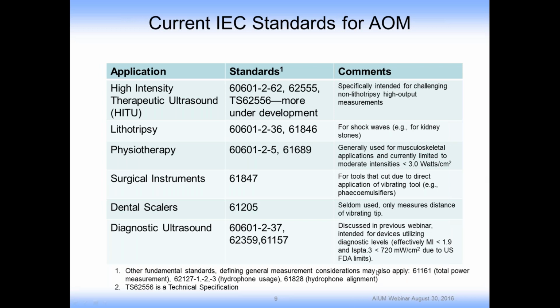There are other standards listed in the notes below that are fundamental standards that talk about the properties of hydrophones and measuring equipment and things like that. That are more general, but these standards here are the ones that you would first look to when considering what your application falls under. I will also mention that the current field measurement standard, which we'll be discussing, which is 62556 for HITU, is a technical specification, which is basically a reflection of the consensus that the HITU field is developing rapidly, and we will revisit this. So it is designed as a temporary standard, as hopefully as the field develops we'll have a more permanent guidance for how to make these measurements.